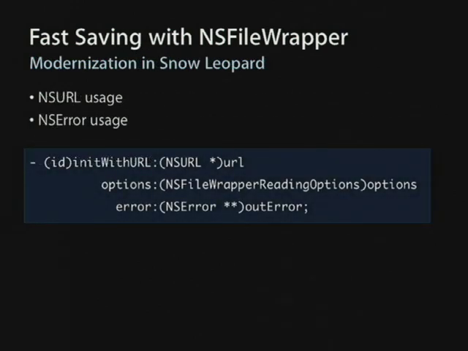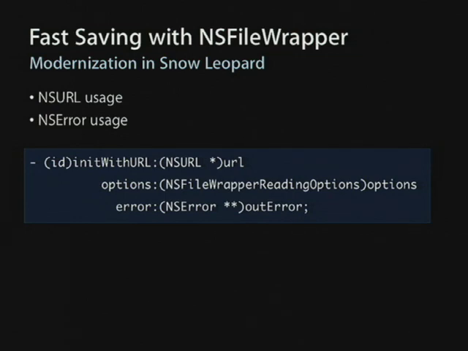So we want to improve the situation, and we're doing it by improving file wrapper. And the first thing that we're doing is just modernizing NSFileWrapper in Snow Leopard, updating it to use NSURLs, because we want to use NSURLs everywhere, and also to use NSError, because we want all applications to do good error handling and presentation all the time.